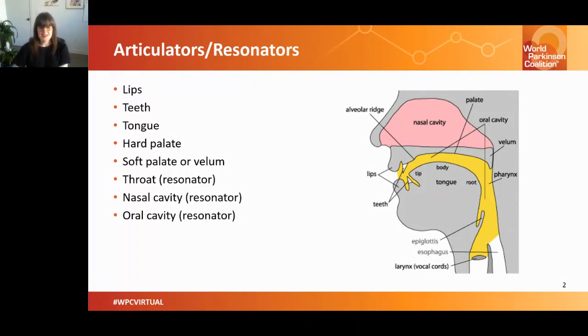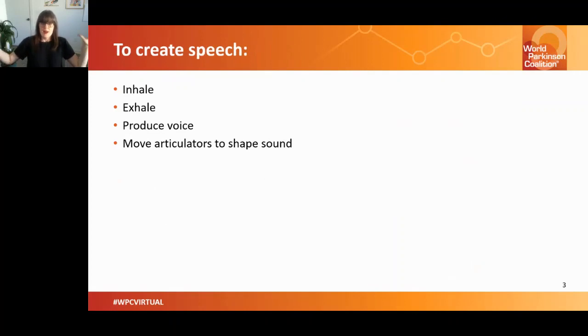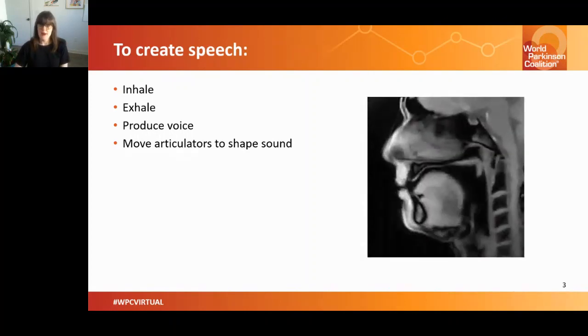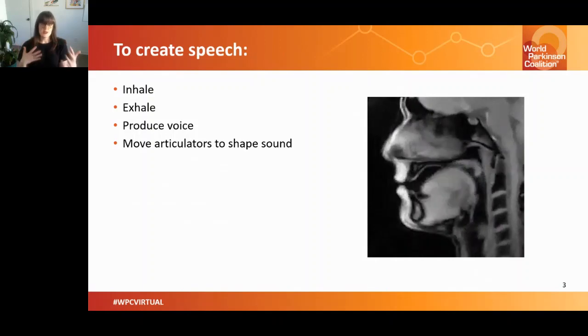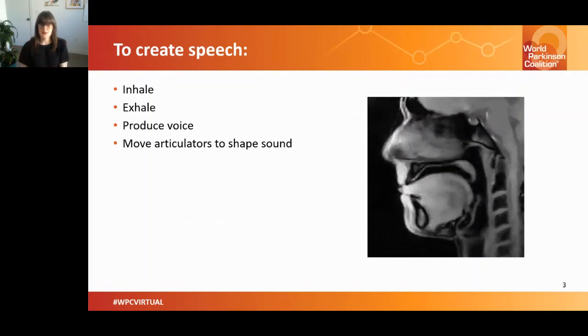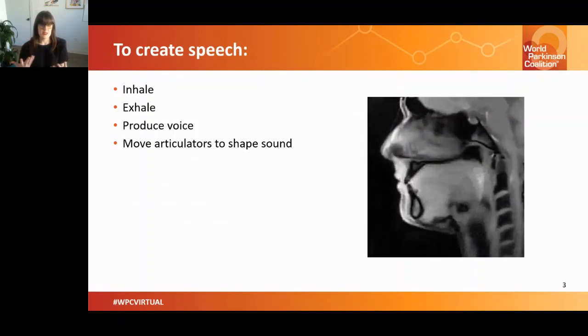In order to create speech, we inhale and exhale, like we talked about in our first meeting. Then we produce voice, like we talked about last meeting. And then we move those articulators to shape the sounds into the sounds of our speech. This is just an MRI video of someone speaking. You can see the lips move, the tongue is moving quite a bit, and the soft palate is moving up and down as well. The overall shape of things are moving. We again adjust the shapes of our articulators to change the sounds of the speech that we produce.